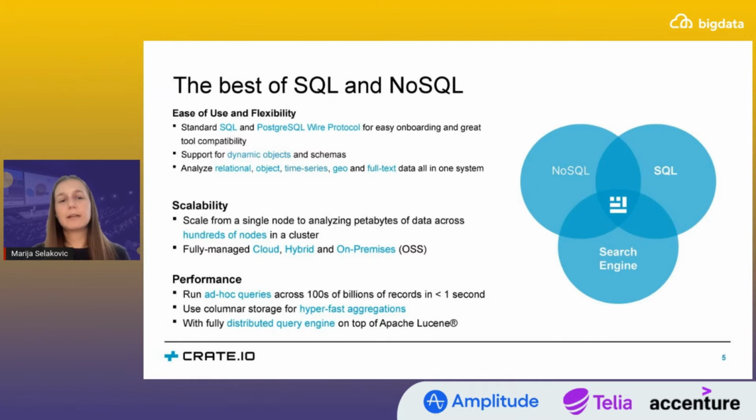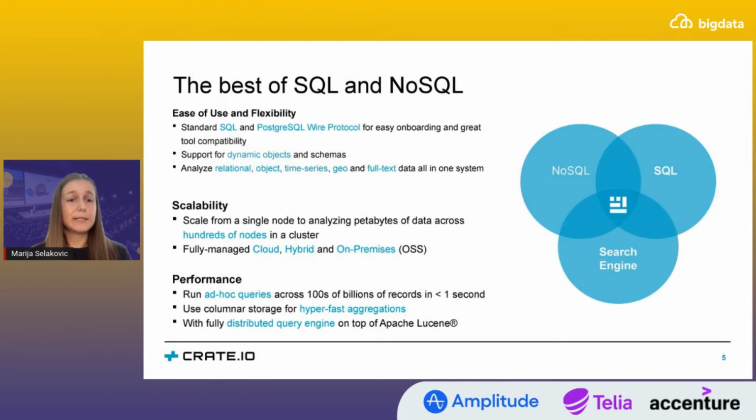It also implements and supports the Postgres wire protocol, which makes it very easy to use CrateDB with many different tools. It also provides you the flexibility of a NoSQL database by supporting dynamic objects and schemas. In CrateDB, you can analyze any type of data, including relational data, object data, time series data, geospatial, full text data, all in one system.